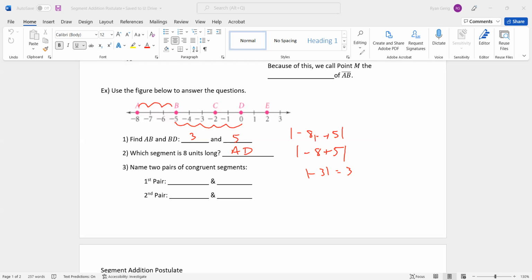Name 2 pairs of congruent segments. So I want 2 segments that are the same length, and I want 2 pairs of them. So a very easy one is CD and DE. Those are each 2 units long, right? Now let's find more. Well, there's another very easy one. AB and BC are both 3 units long. There's probably more. I'm trying to find some here. So AC is 6. Oh, no, I guess not. So I guess those are the only ones. But they're congruent because they have the same length, the same distance.